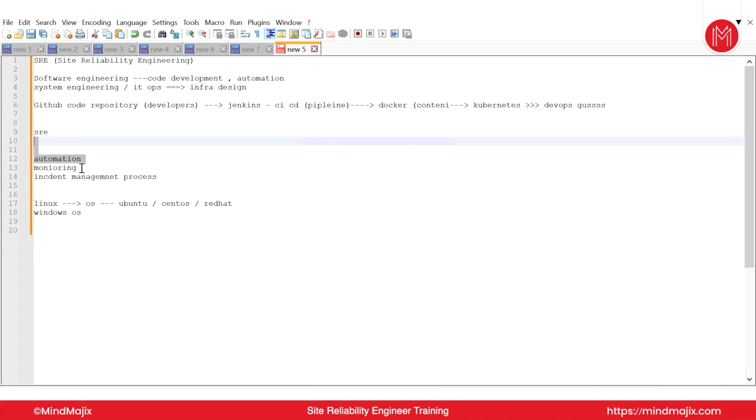And the next thing is monitoring. As an SRE, you will always be configuring monitoring. You will be creating certain things called alerts. Are you aware of a term called alerts, Sasi? Yes. Alerts, right? Whenever some issue triggers, you will create an alert.